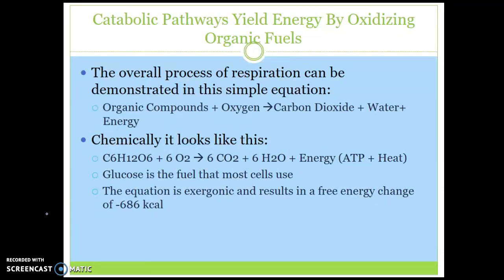So the overall process can be demonstrated in a simple equation. Our organic compound, which is going to be glucose for the most part, and oxygen. Then our products are going to be carbon dioxide and water, which are considered our waste products, and then our energy. So chemically, it looks like this: glucose, C6H12O6, plus 6 O2 is going to come out to be 6 CO2, 6 H2O, and then energy. Remember that this is going to be a negative delta G, and it's going to release approximately 686 kcal to complete that chemical reaction.